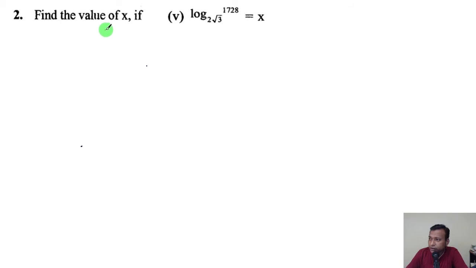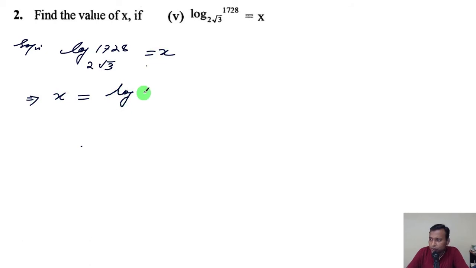In this question, we have to find the value of x. Given log 1728 to the base 2 root 3 is equal to x. So x equal to log 1728 to the base 2 root 3. Now always this log and base we try to make equal. So let's see whether we can make this 1728 as a power of 2 root 3. Let's check.